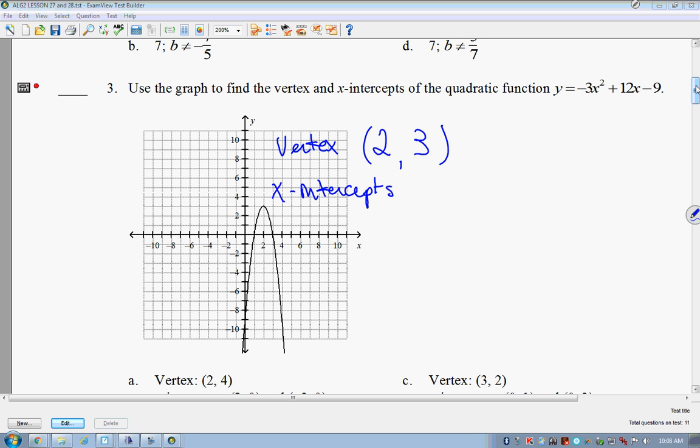So is that just going to be a single number, or are we going to write them as coordinates? Coordinates. Okay. What are the coordinates for the first x-intercept? 1, 0, and 3, 0. Okay. Just looking at it, that's what we would get. Does that make sense? Okay. All right, so that was just using the graph. We didn't have to do anything with the equation up here to get that.